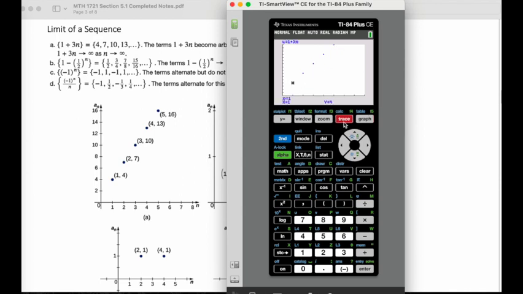Now when we hit trace, it will hop from term to term, and we can see those values. So this point right here that we're blinking on is 13. That's this one right here. And that's when n is 4. So you can use the trace button and your arrow buttons to hop back and forth and toggle between those terms.